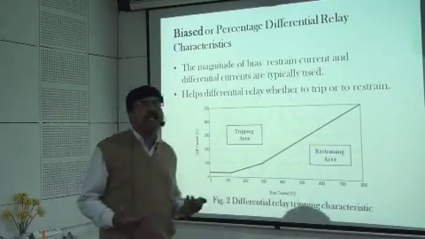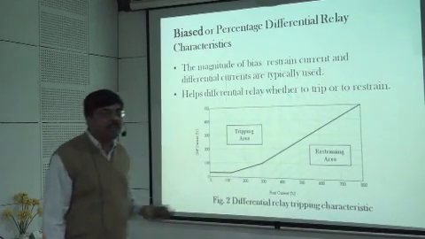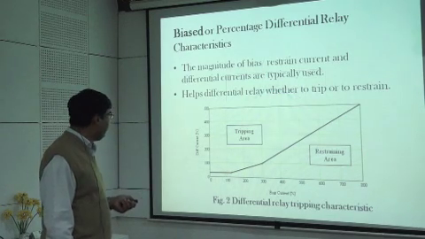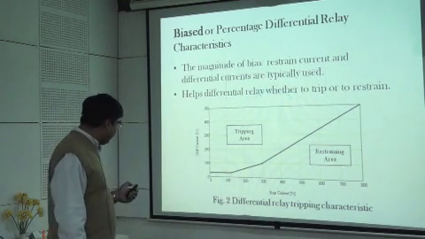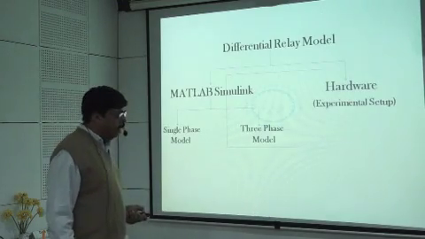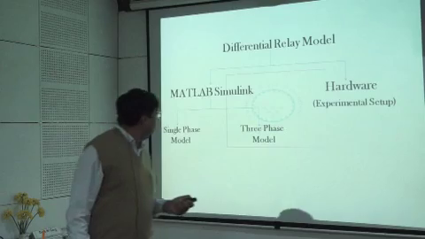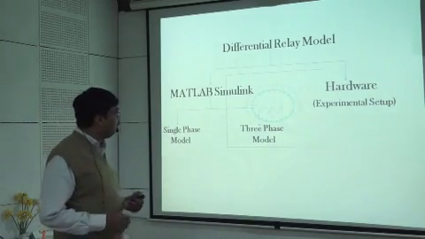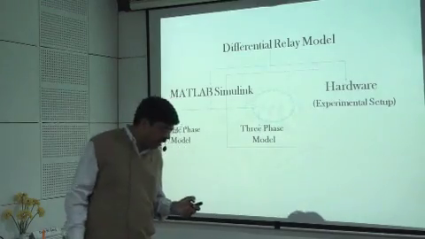To provide through fault stability, usually we use percentage or bias differential relay. We may have a single slope or dual slope characteristics. The differential relay operates if the differential current is more than the restraining or bias current. I have prepared differential relay model in MATLAB Simulink environment for single phase and 3-phase, and I also prepared a hardware model for single phase case.